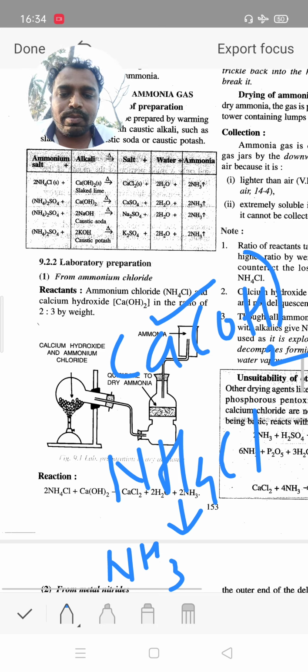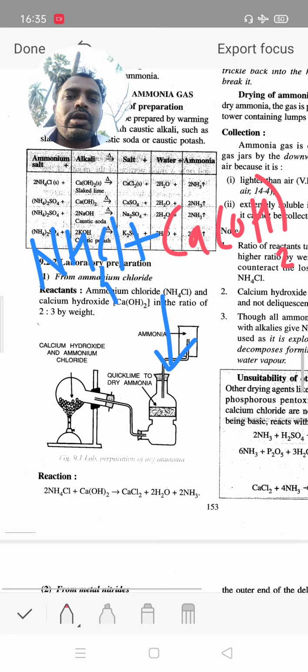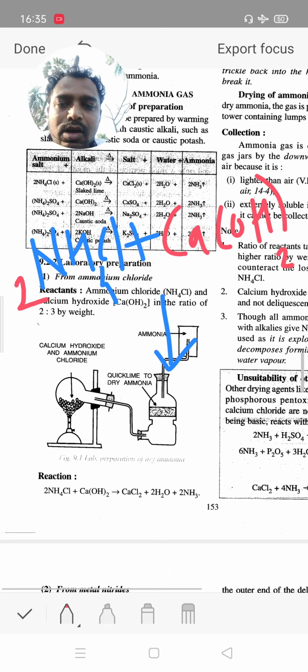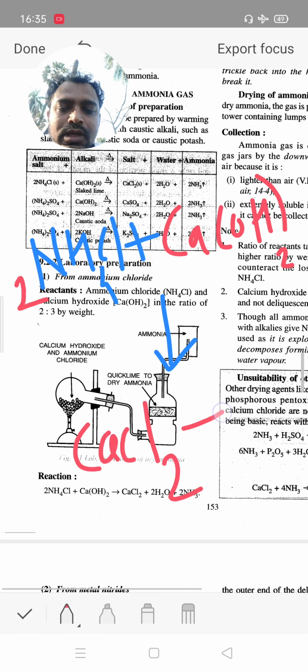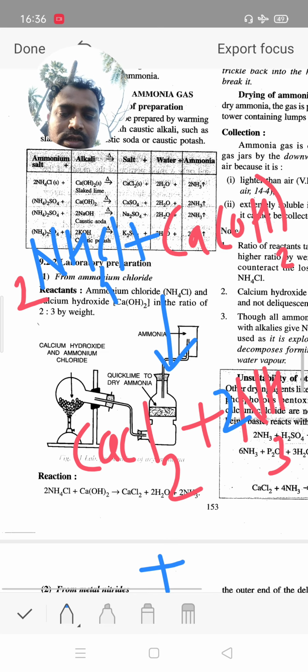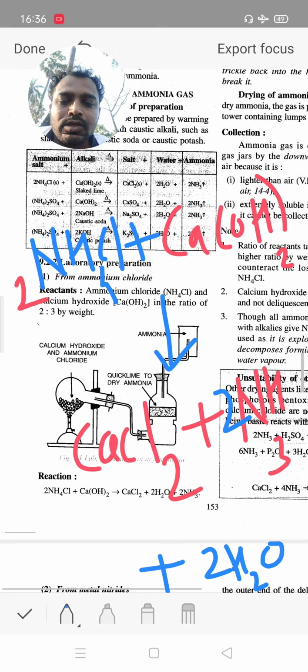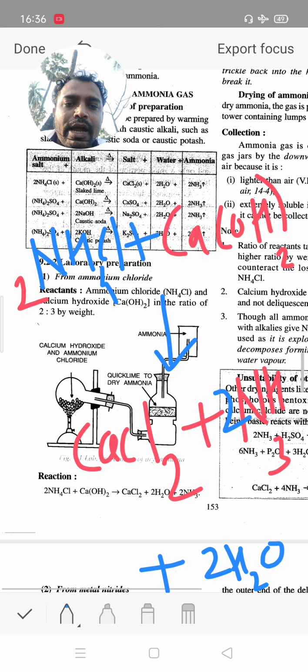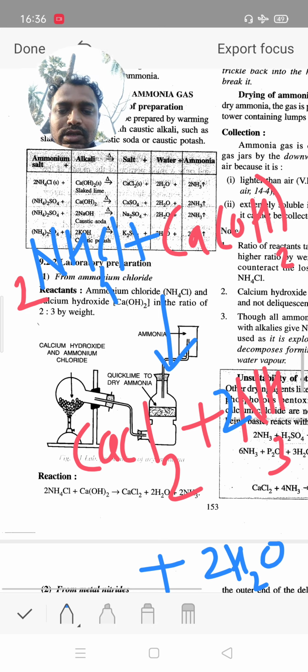Now balance the reaction. In this reaction we are using 2 times ammonium chloride, then we get calcium chloride and 2 times ammonia gas, 2 times NH3, and also as a byproduct 2 times water. Ammonium chloride reacts with calcium hydroxide. We get calcium chloride plus 2 times ammonia and 2 times water.